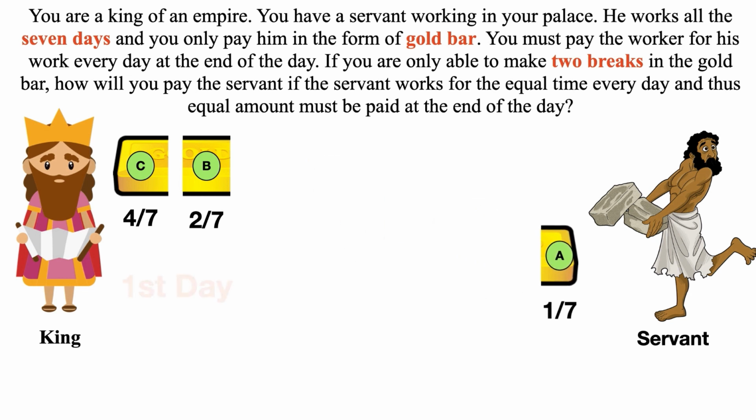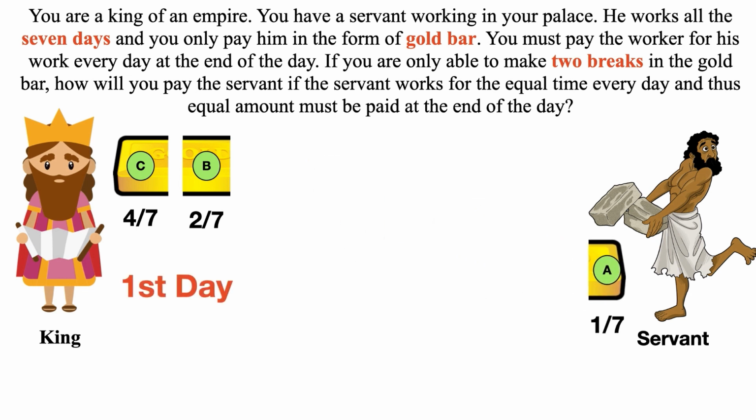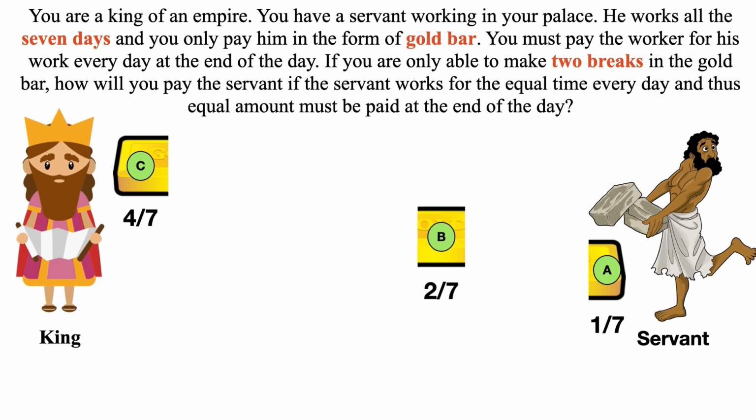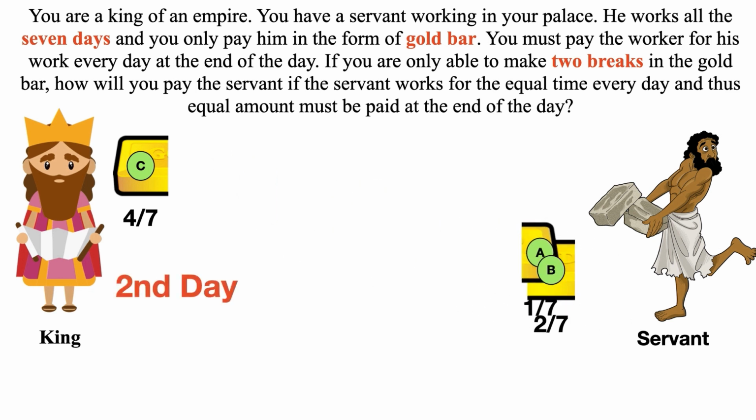When day 1 ends, give bar A to the worker. Here you remain with bar B and bar C. Worker possesses bar A. When day 2 ends, give bar B to the worker and take bar A back. Here you remain with bar A and bar C.